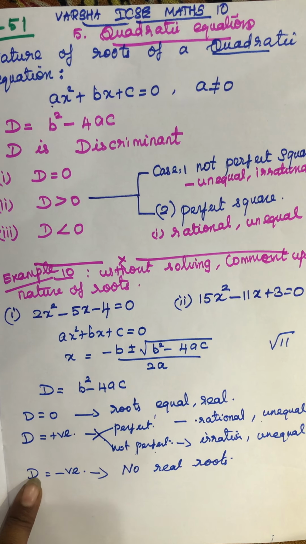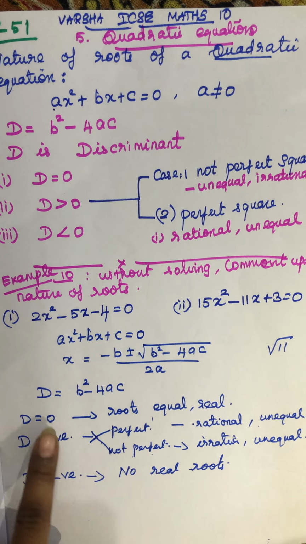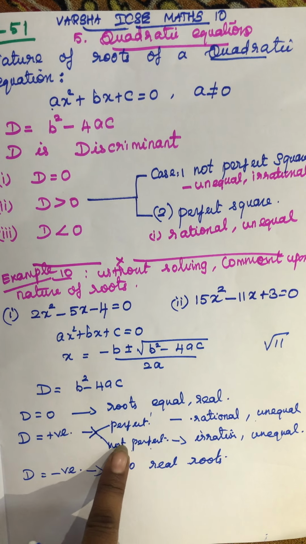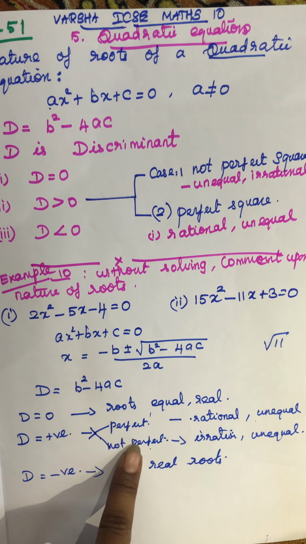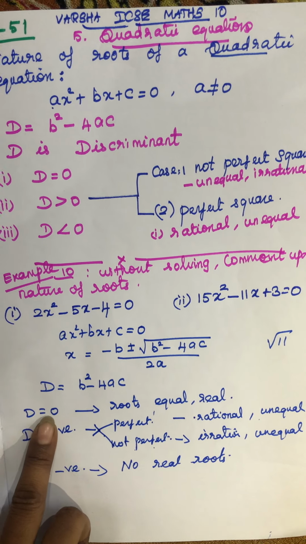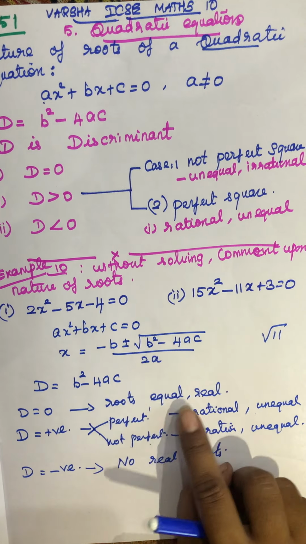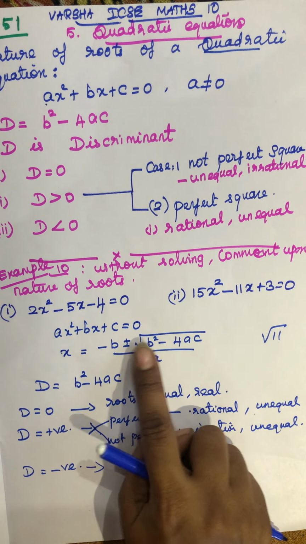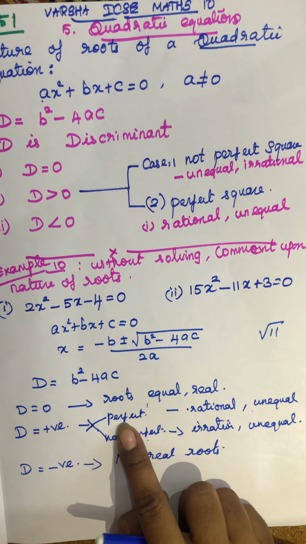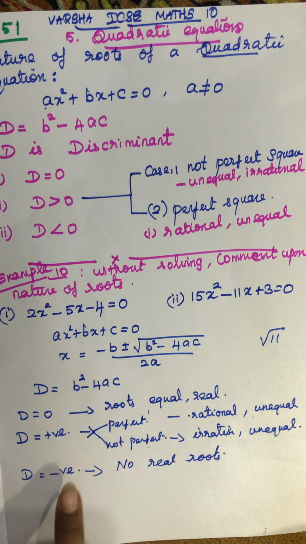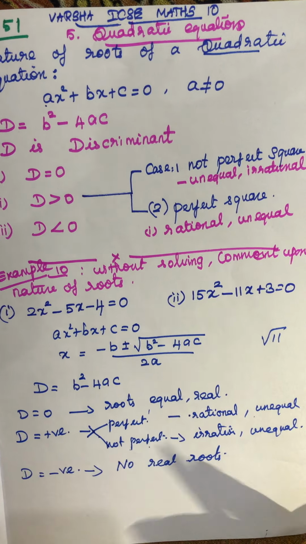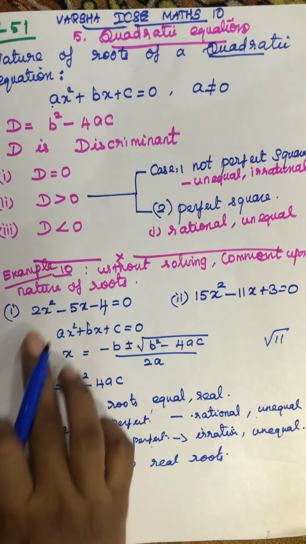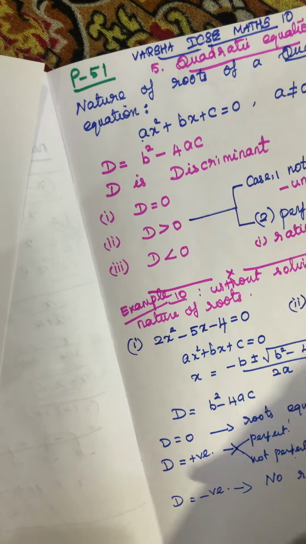The discriminant has 3 possibilities: 0, positive and negative. Positive has 2 possibilities, perfect and not perfect. When it is 0, you have equal roots. If it is a positive number, perfect or non-perfect, the roots are real. If it is a negative number, there are no real roots. Do you understand? This is a very important concept. With this you can do the sums. So let's go to the sums.